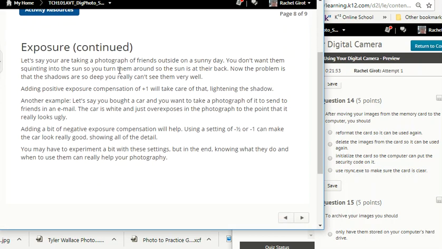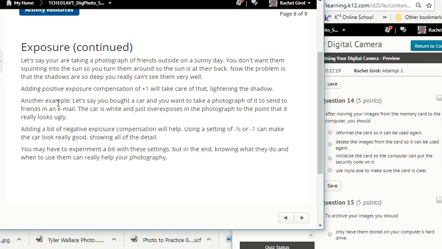Let's say you're taking a photograph of friends outside on a sunny day. You don't want them squinting into the sun, so you turn them around so the sun is at their back. Now, the problem is that the shadows are so deep, you really can't see them very well. Adding positive exposure compensation of 1 will take care of that, lightening the shadow.